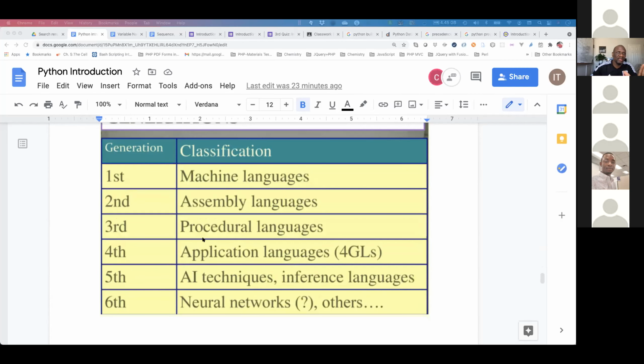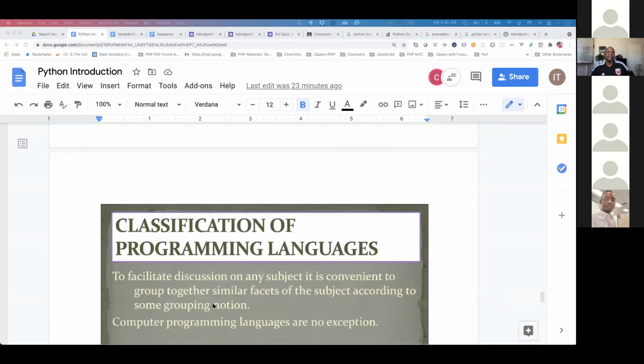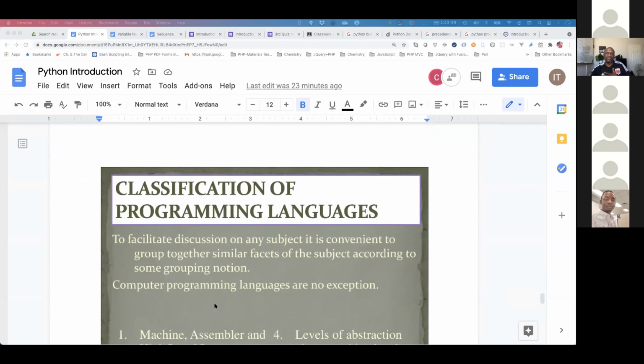Now, if you look at there, it falls under procedural, because in Python, you can program in a procedural language. You can also design programs in object-oriented. It's also fourth generation. It also falls under fifth generation, which is AI techniques, inference like in statistics. It's also for neural networks, which is also for artificial intelligence. So those are the advantages we have, okay? And of course, all this will be in your notes.